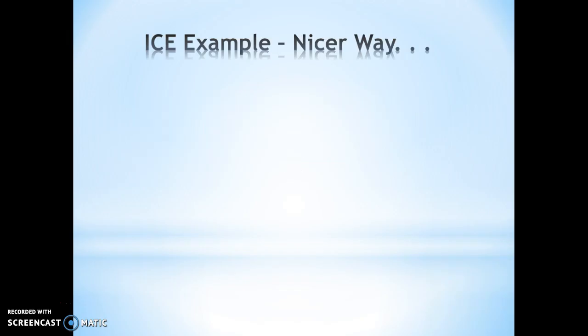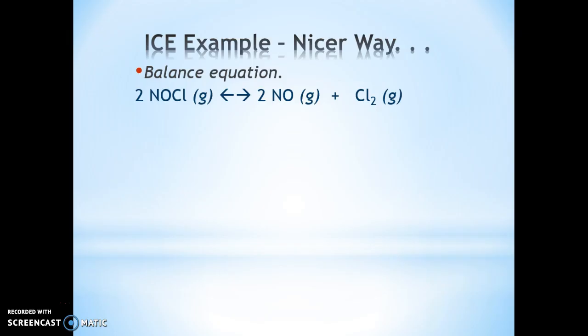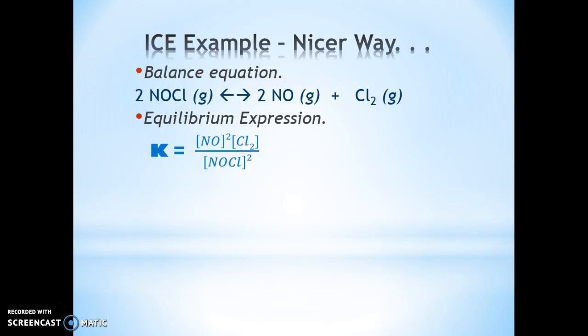First step is always to balance the equation. There it is. 1 NaCl goes to 2 NO plus Cl2. So the equation is now balanced. Step 2, what is the equilibrium expression? Well, clearly the equilibrium expression is going to be NO squared times Cl2 divided by the concentration of NaCl squared. Yes, it is. That's exactly what we should get.